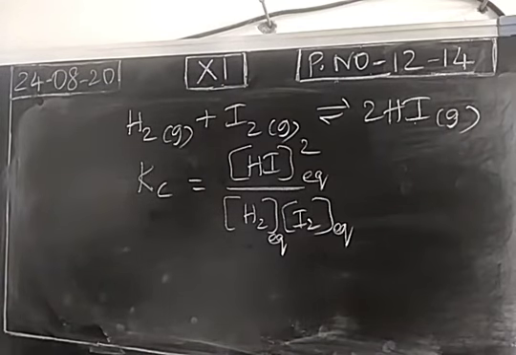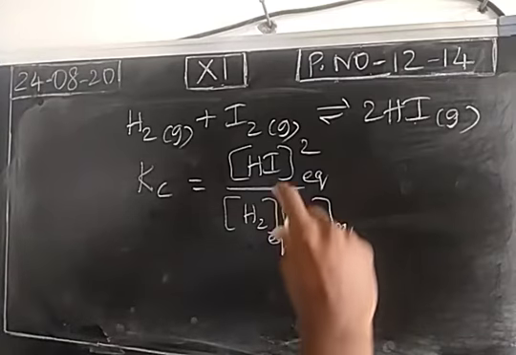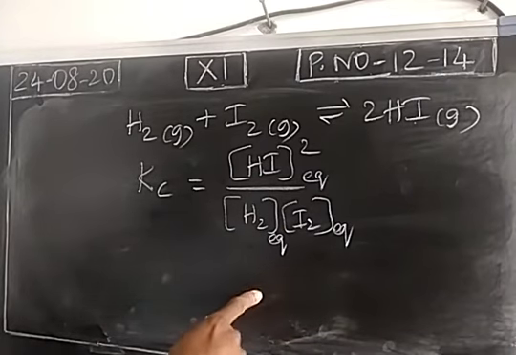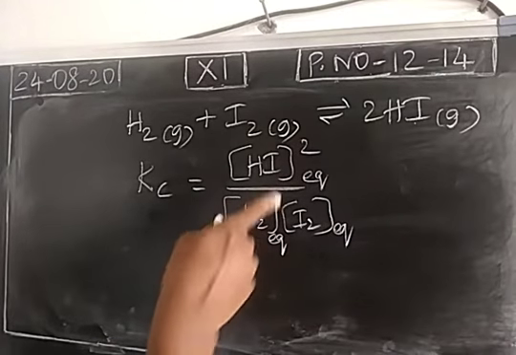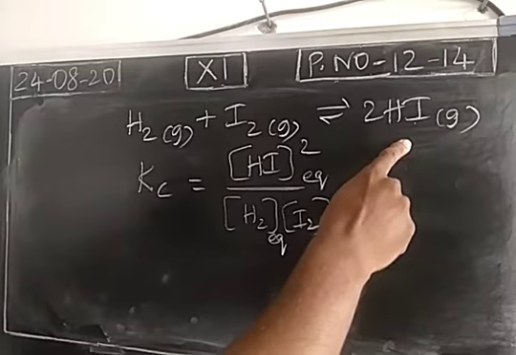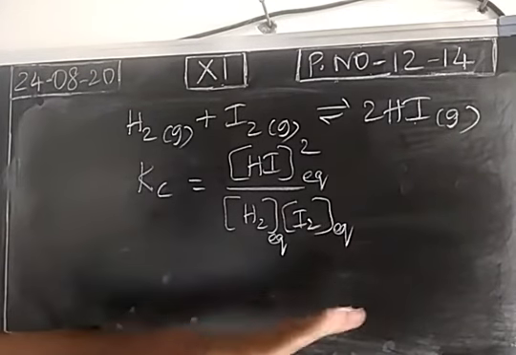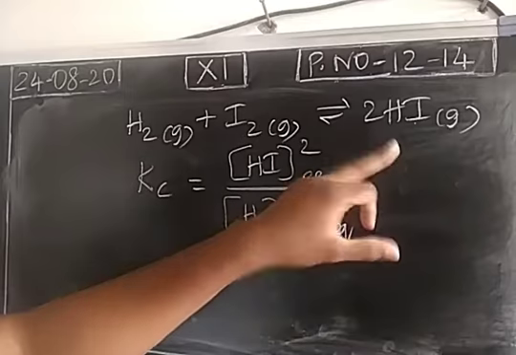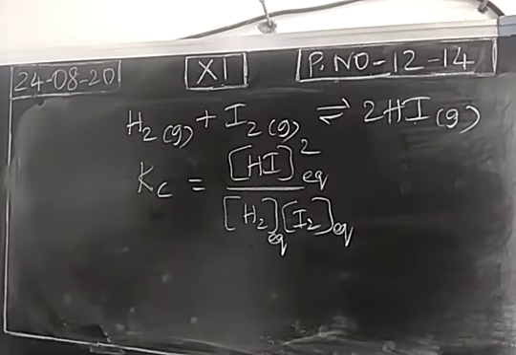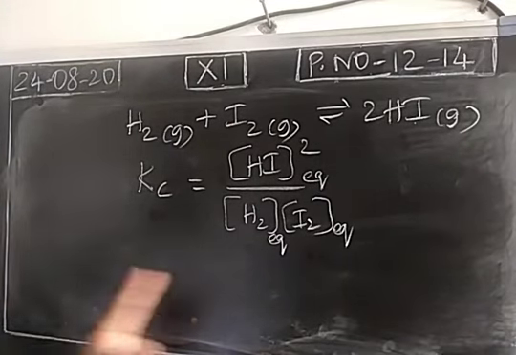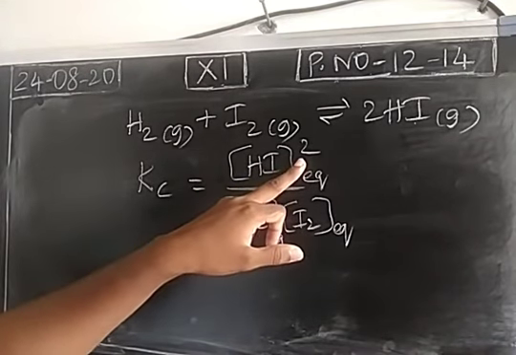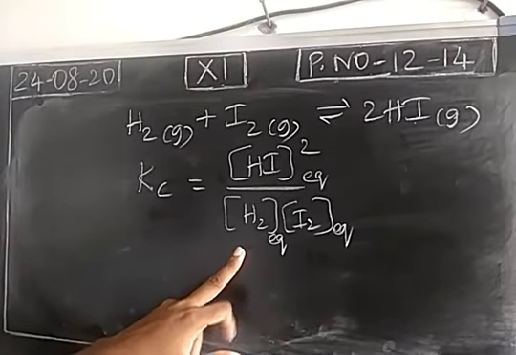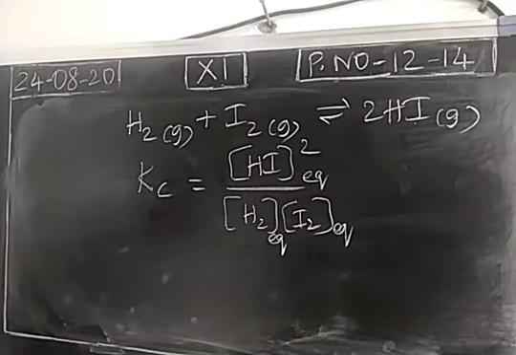If you think about dissociation, that means if you think about the backward process, this will be changed. Hydrogen and iodine will be in the numerator, because these two will be what? Products. And hydrogen iodide will be in the denominator, because this is dissociated, this is the reactant. So we have a forward as well as a backward process. We consider the formation of hydrogen iodide. The forward process is considered. For the equilibrium constant, the formula is concentration of hydrogen iodide raised to the power 2 divided by concentration of hydrogen and iodine. Now we are going to derive the Kc formula.